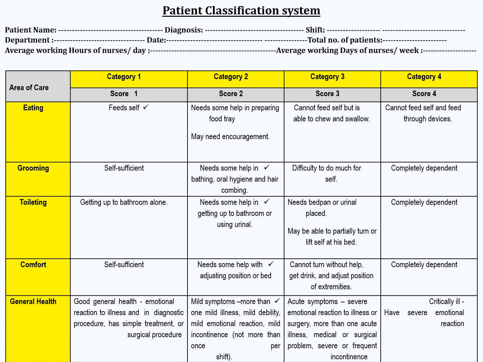And the category 2, the most obvious word at the category 2 is need help. The patient at category 2 needs help. Patient at category 3 needs help and some facilitation. Category 4, as we explained before, completely dependent on the nurse. And so on for the others: toileting, comfort, general health.